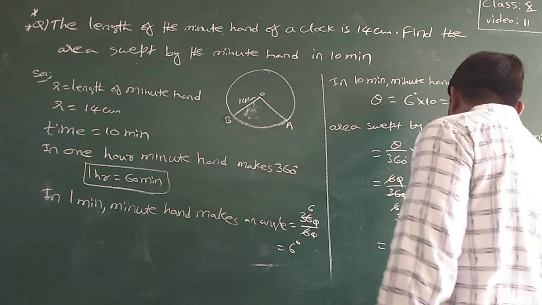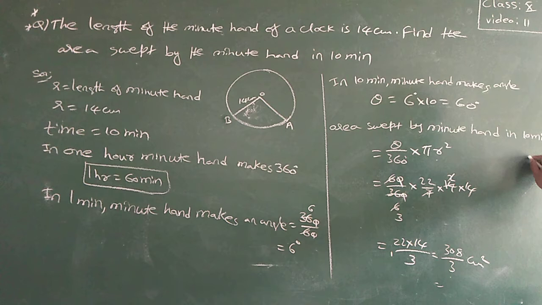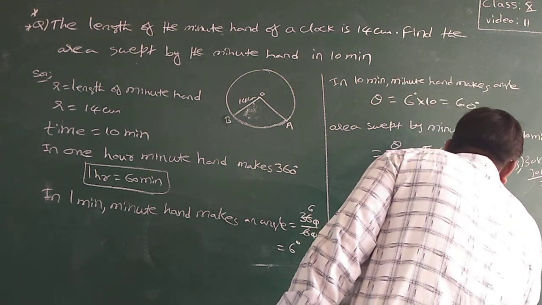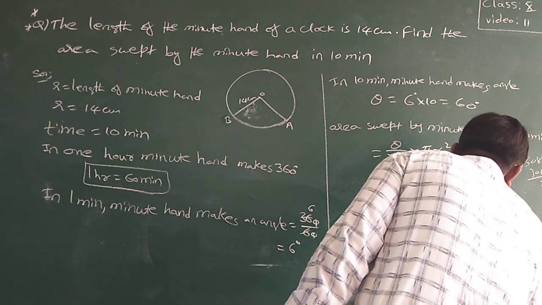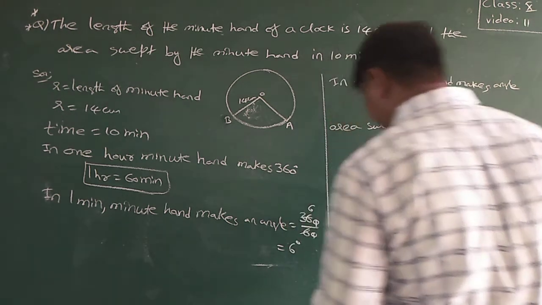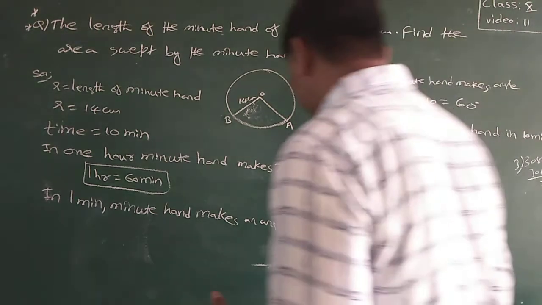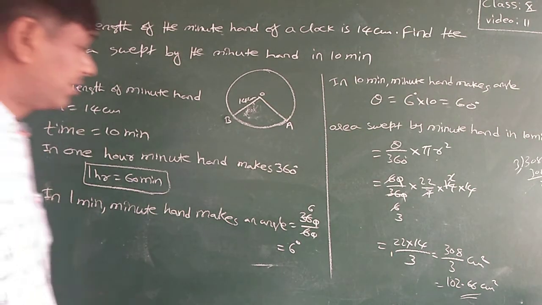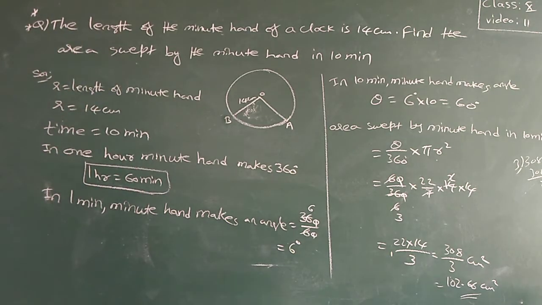If you convert this, 308 divided by 3 gives 102.666, that is 102.66 centimeter square area. Okay, don't confuse it. Please write it down. Once again, I will revise it.